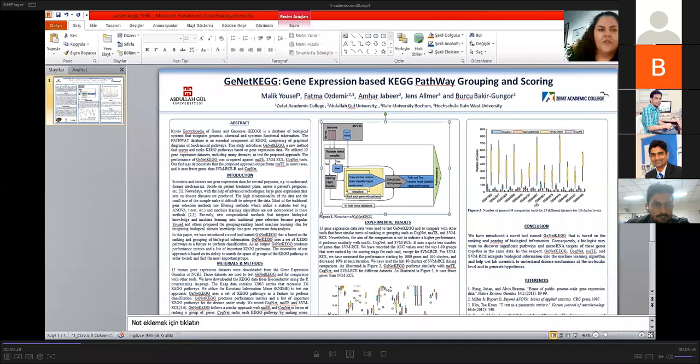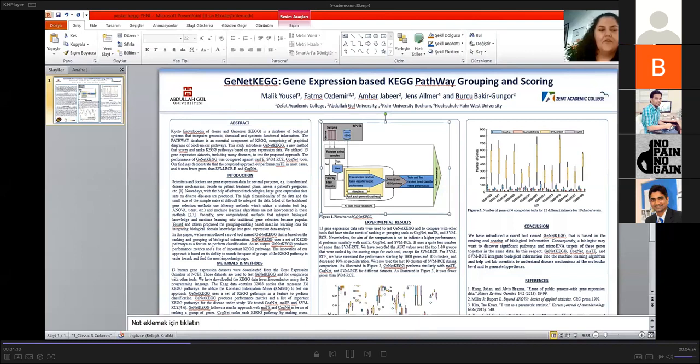Scientists and doctors use gene expression data for several purposes, for example, to understand disease mechanisms and decide on patient treatment plans. Large gene expression datasets on diverse diseases are produced. The high dimensionality of the data and the small size of the sample make it difficult to interpret the data. Most traditional gene selection methods are not adequate. Recently, new computational methods became popular.